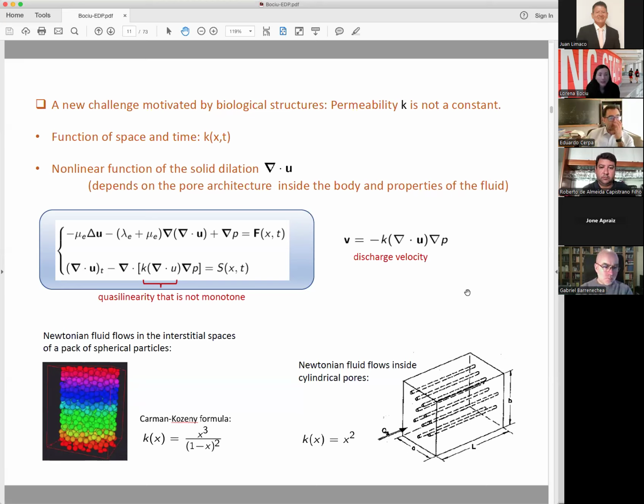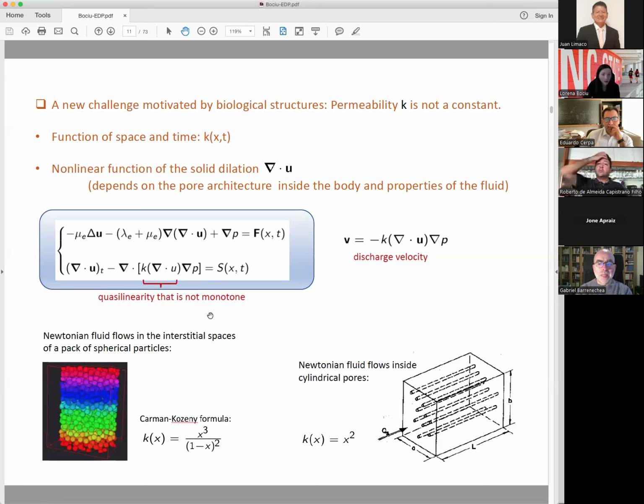There are two main scenarios. If you have Newtonian fluid that flows between spherical particles, then the formula is the so-called Kármán-Kozeny formula, where K is given as a quotient between a cubic and 1 minus x squared. The other scenario is where Newtonian fluid flows inside cylindrical pores, and this is when the permeability is taken as a quadratic function. Either way, it's a nonlinear function, and it's a quasi-linearity that is not monotone in the system.